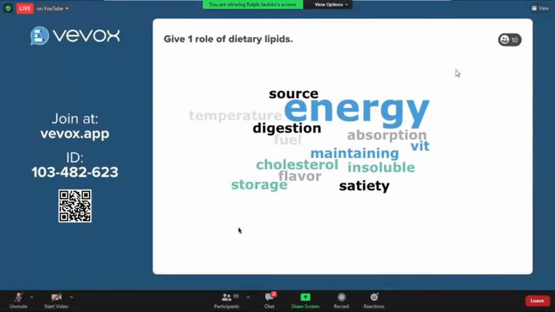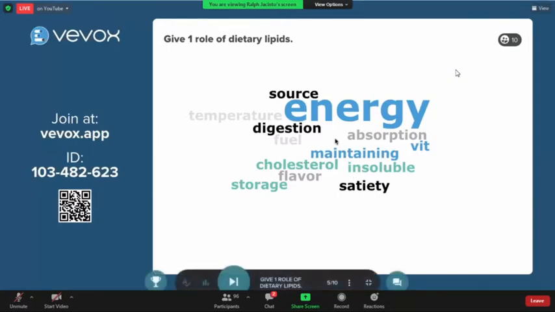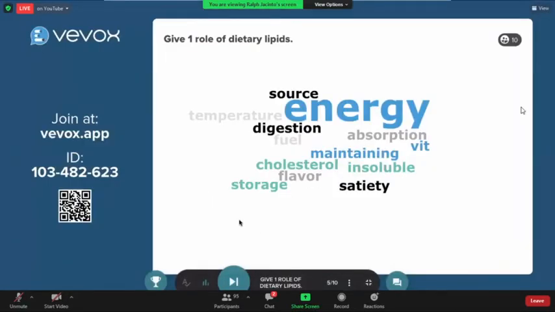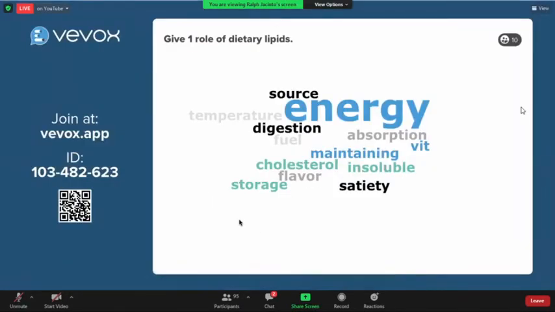Okay. So majority of you answered source of energy or provides energy. Sige. Let's go back to the PowerPoint. Okay, so dietary fats. So majority of you answered it provides energy. And what else? Storage. Okay. Wait, I forgot. Let's just share this first. Yeah, there. Okay. So energy.